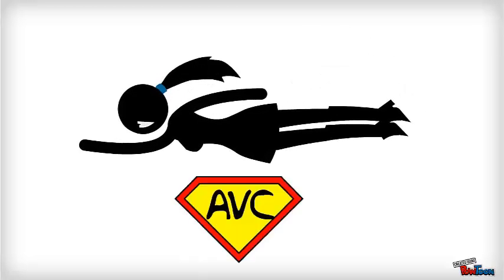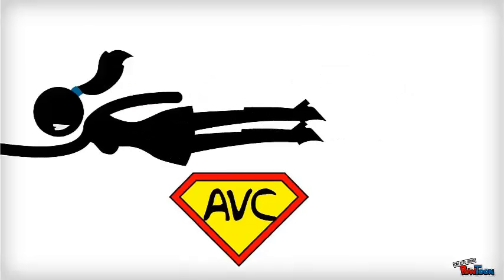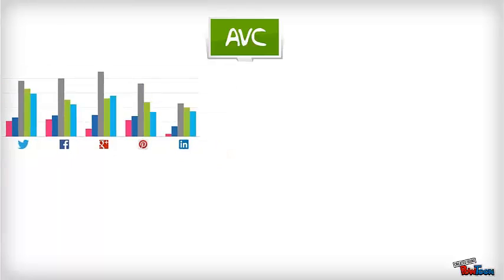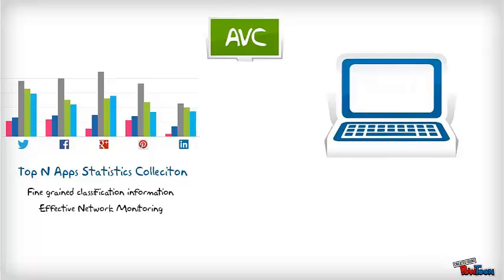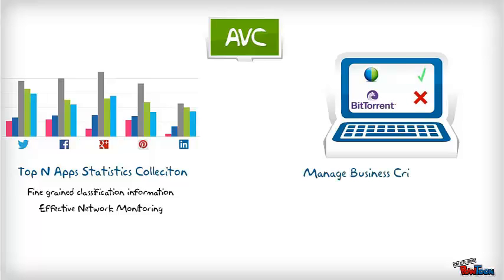It's AVC. Application Visibility and Control, or simply AVC, provides an insight into the top N application statistics, which provides classification information and effective network monitoring. It allows management of business-critical applications, for better network utilization, and allows policy per application on network elements.